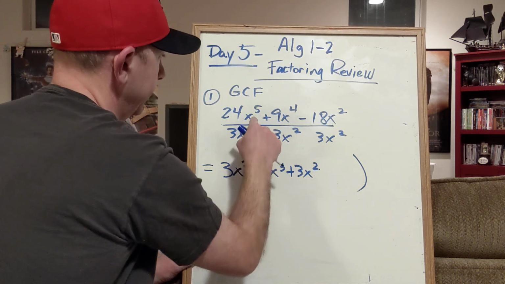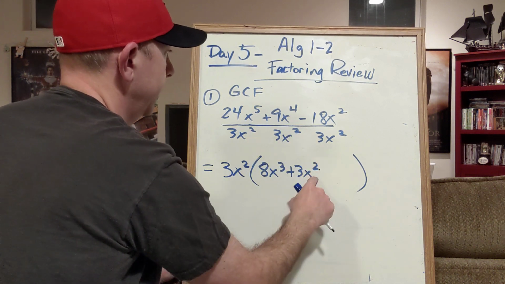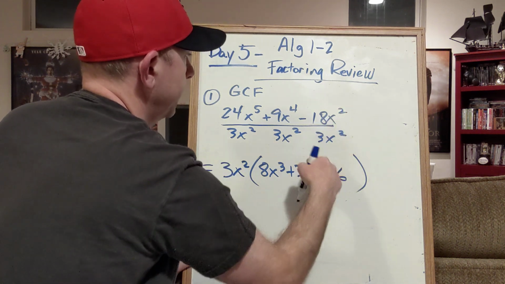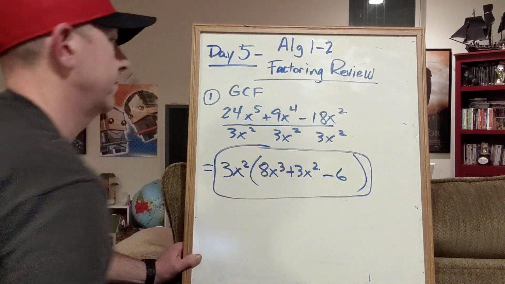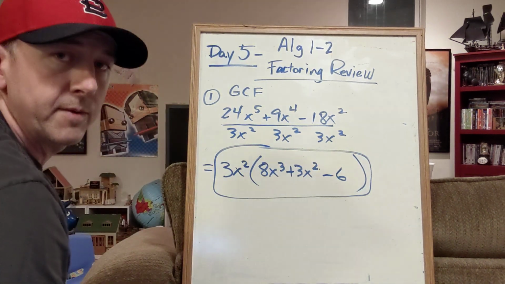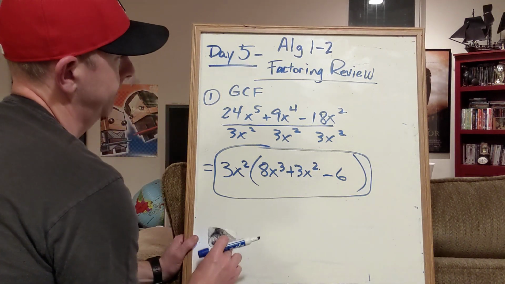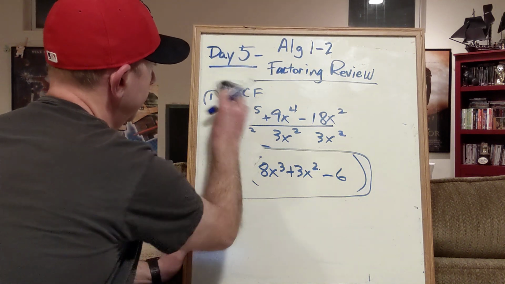And again, sorry I kind of skipped over that, but 5 minus the 2 is how we get x to the third. 4 minus the 2 is the x squared. And then over here we get minus 6. These x squareds cancel out, so we leave it like that. There's our answer. So I want to go over one factor by GCF that we did back on the first day of e-learning. So hopefully that makes sense. Email me if you have questions on that one.